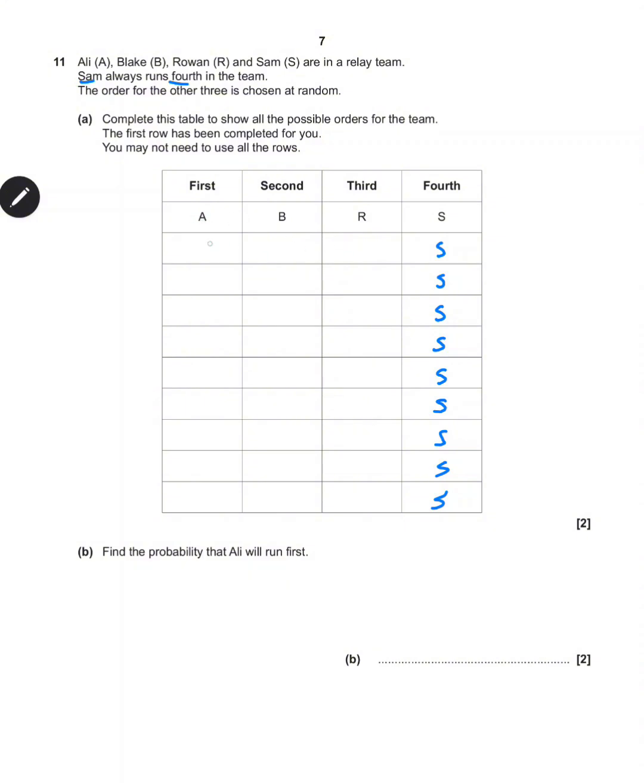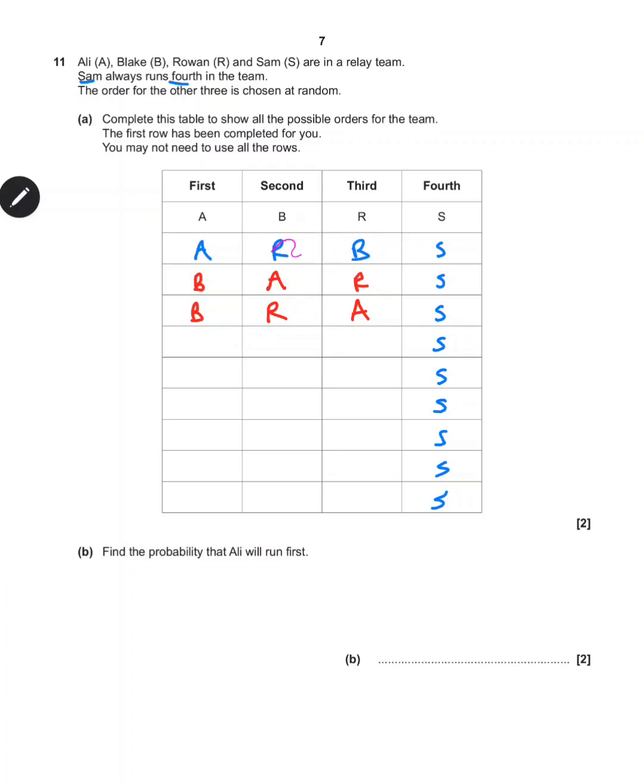Well, we'll keep Ali first here, and then all we need to do is swap the R and the B. Okay, we're going to try and work this through systematically. That is all the combinations with A at the front. So now let's put B at the front. And if B's at the front, then there's an A and an R. And then we'll keep B at the front and just swap those around. And that is all the combinations with B at the front.